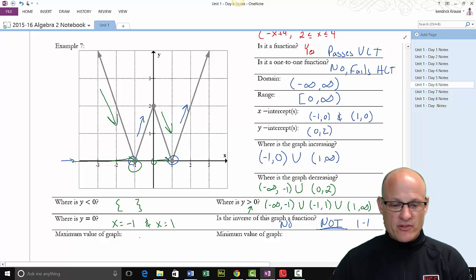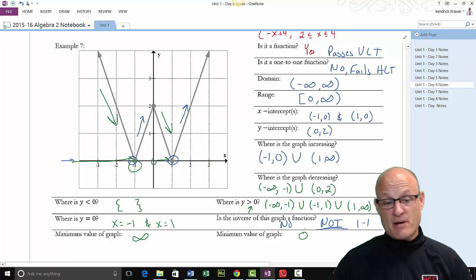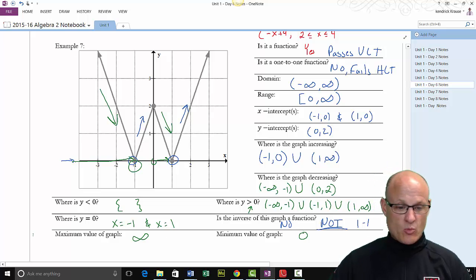What's the maximum of this graph? Positive infinity. What's the minimum of this graph? 0. Remember, minimums and maximums, we're talking about y values. These are y values. All right, last thing I got to do is write the equation of this.